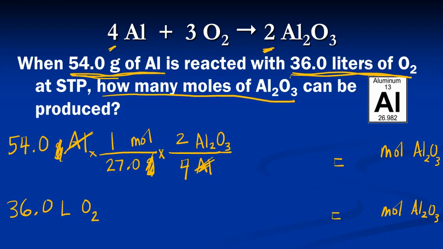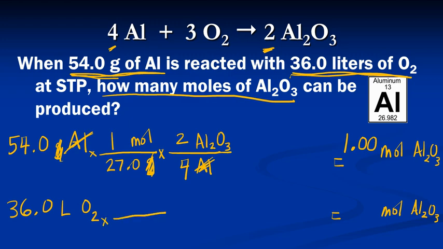Now we can multiply and divide. 54 times 1 times 2 divided by 27 divided by 4. And the answer I'm getting is about 1.00. Now we have to do the three-step process with the other reactant as well. So the first step here is to convert that to moles.